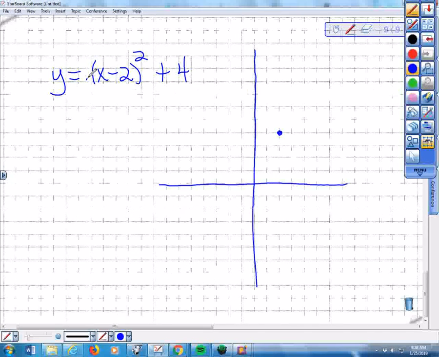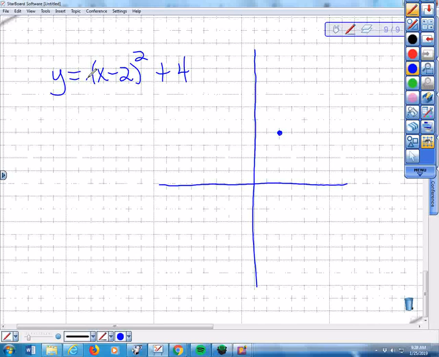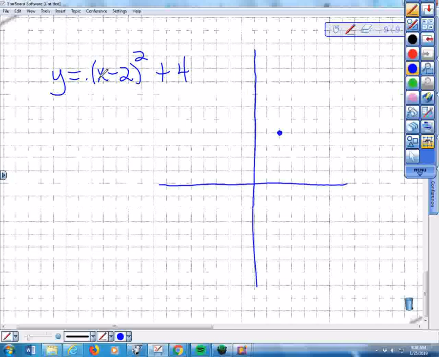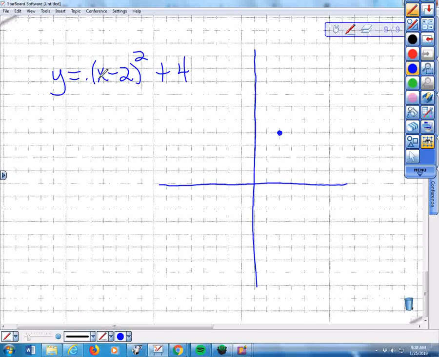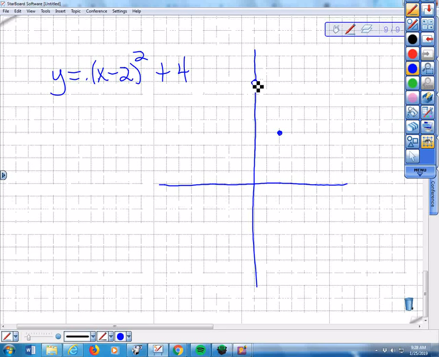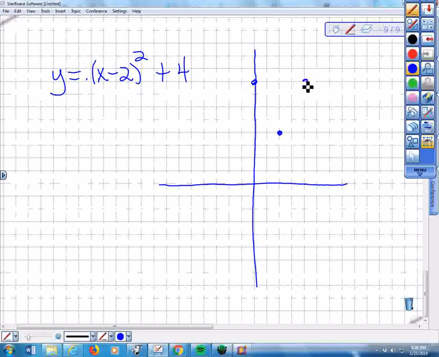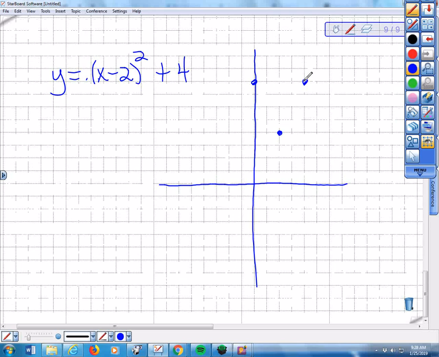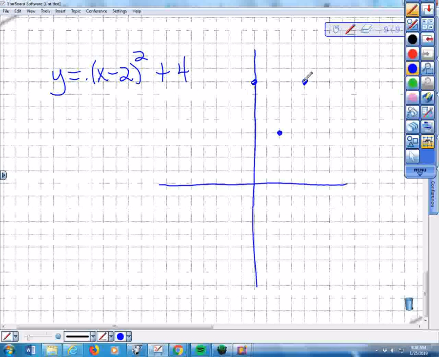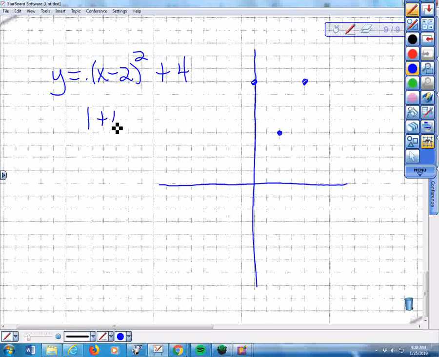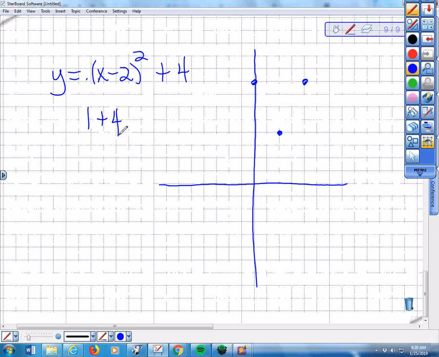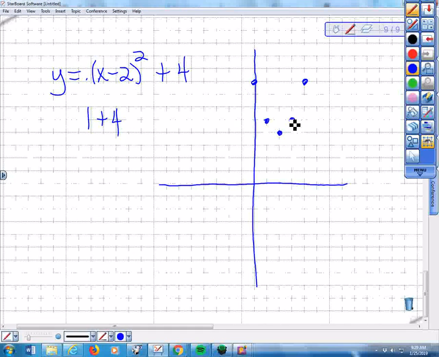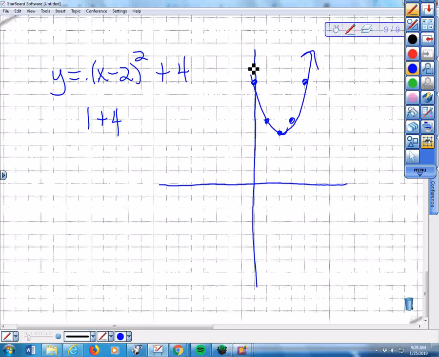What would do me good is to find the y-intercept. So I plug in 0 for x. -2 squared is 4, plus 4 is 8. There's my y-intercept. I can mirror it over. I have 3 points. Let's just find 2 more. When x is 1, 1 minus 2 is -1 squared is positive 1. So 1, 5. Mirror that over. Now I have enough to graph my parabola.